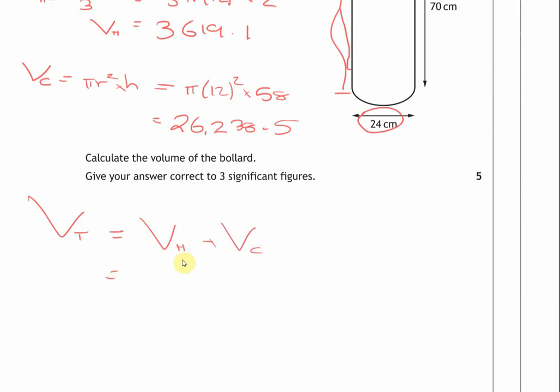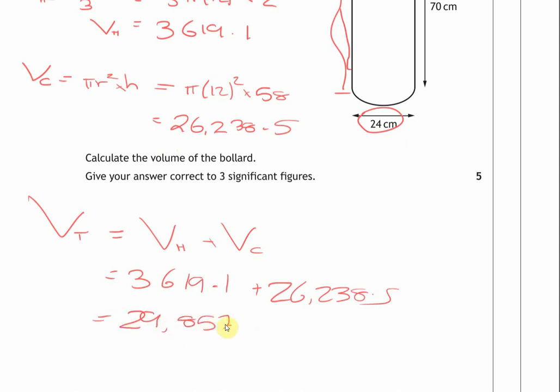So we know the hemisphere was 3,619.1 plus the volume of the cylinder, which was 26,238.5. So when we add these together, we get a value of 29,857. And that will of course be centimetres cubed.